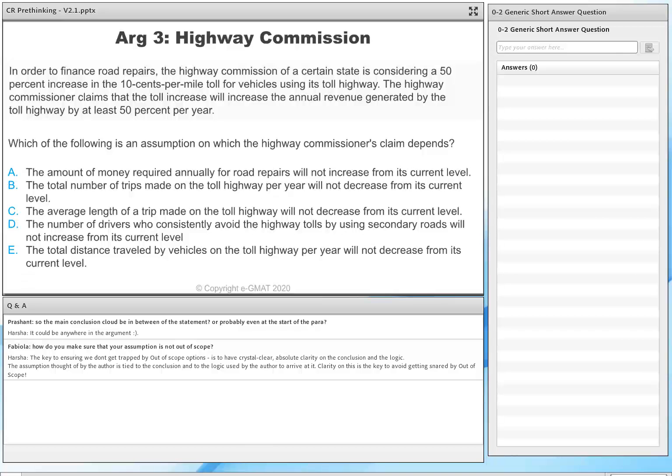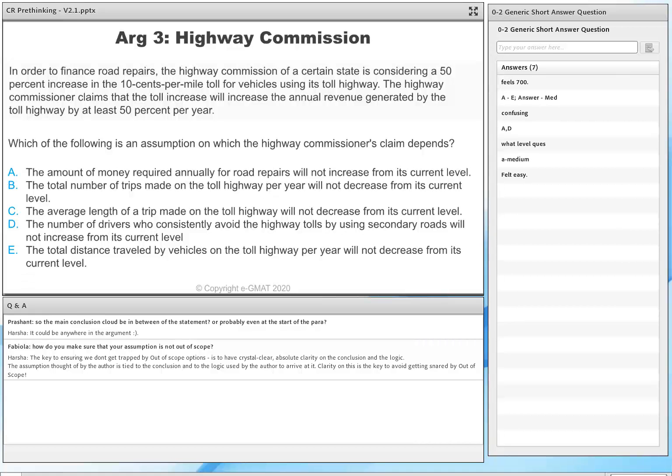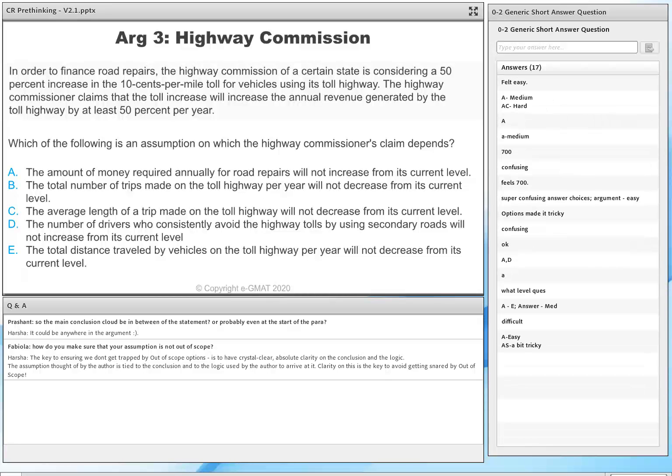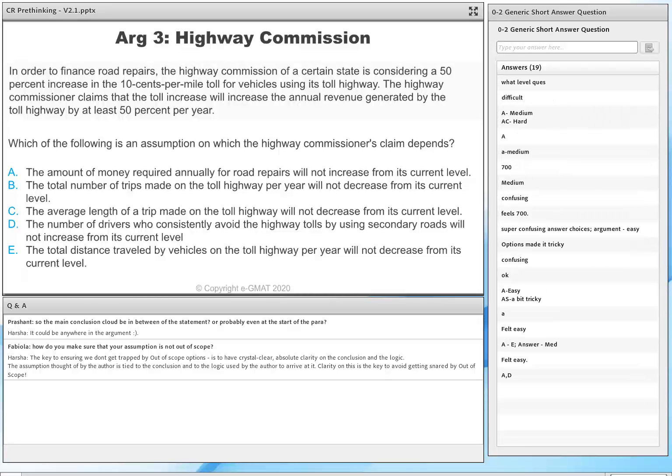I want you to tell me, how did the argument feel? You can say A dash easy, A dash medium, A dash hard. And how did the answer choices feel? For answer choices, you can really say AS dot this. This is a 700 level question. So how did the argument feel, and how did the answer choices feel? Argument was easy, answer was medium, options made it tricky, okay, confusing. Okay, argument was easy, yes.